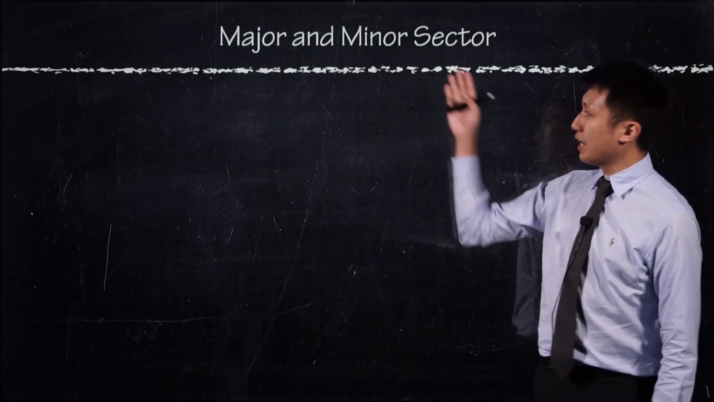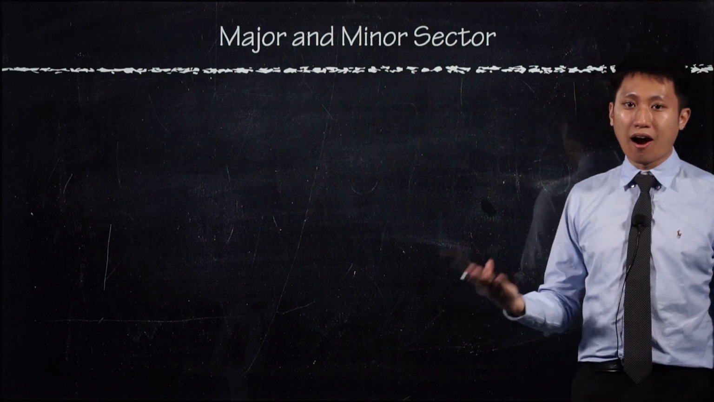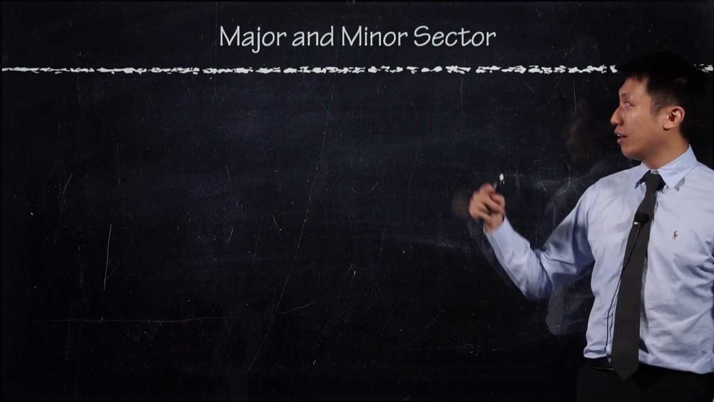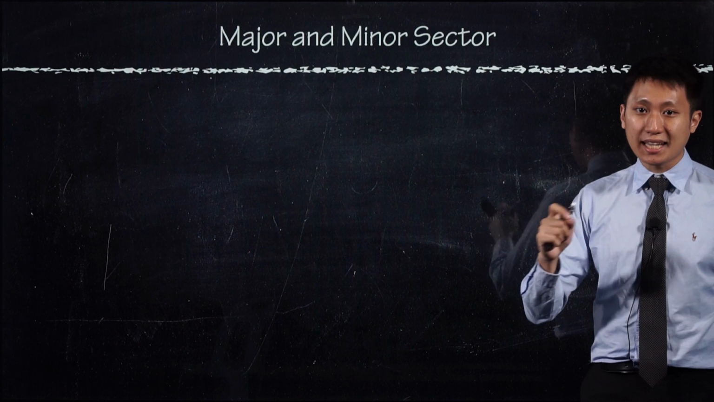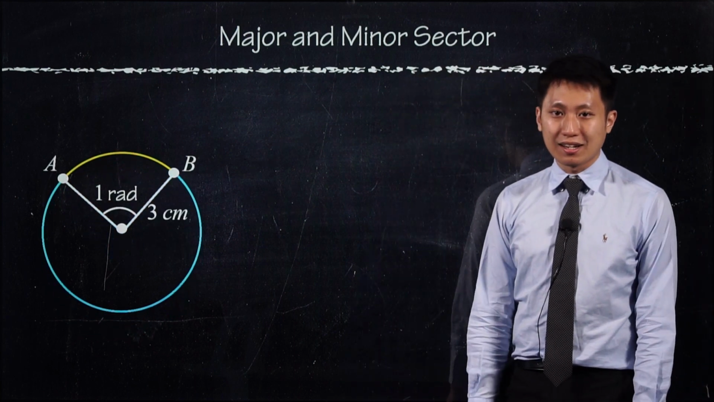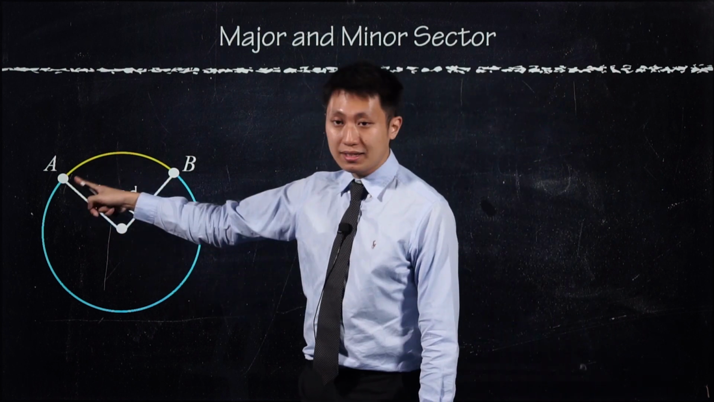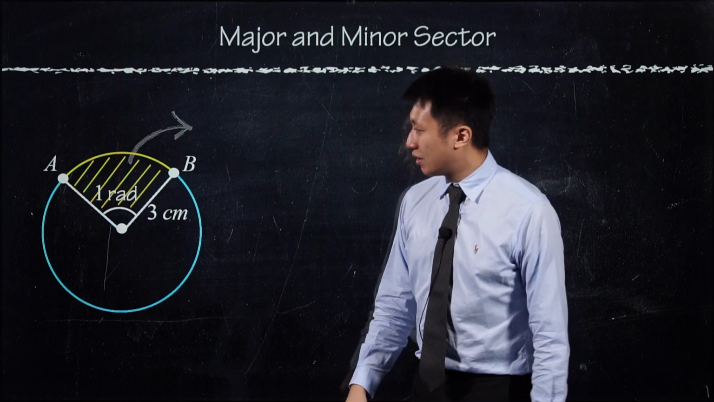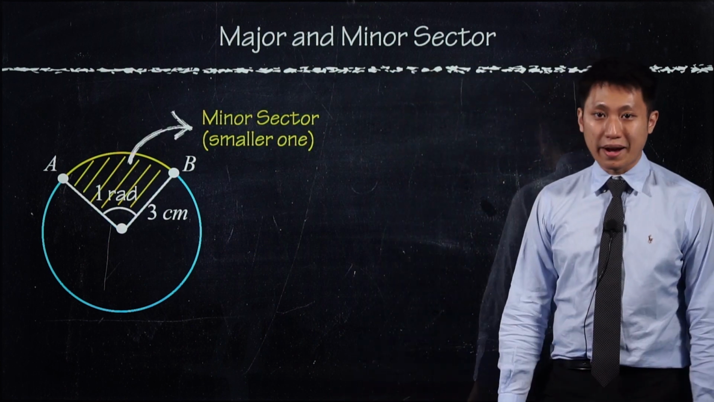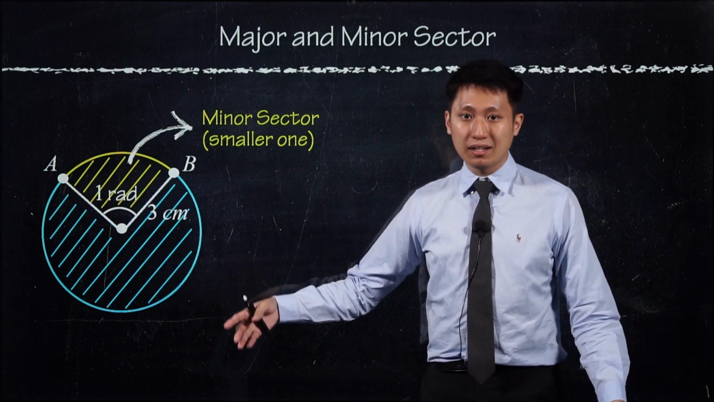Major and minor sector. Last time we talked about major arc and minor arc. Now it's major and minor sector. So which one do you think is a sector? This is a sector and this is a minor arc. So this one is called the minor sector, the smaller one, and this one is the bigger sector.